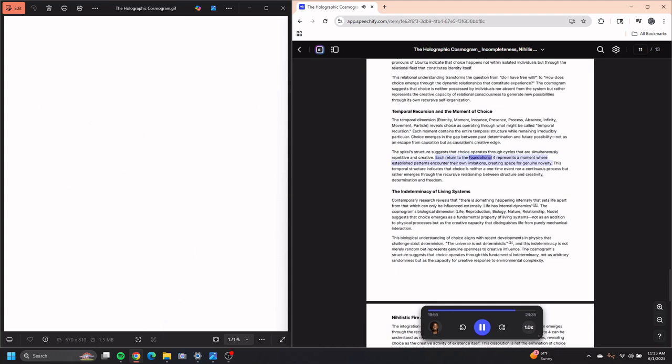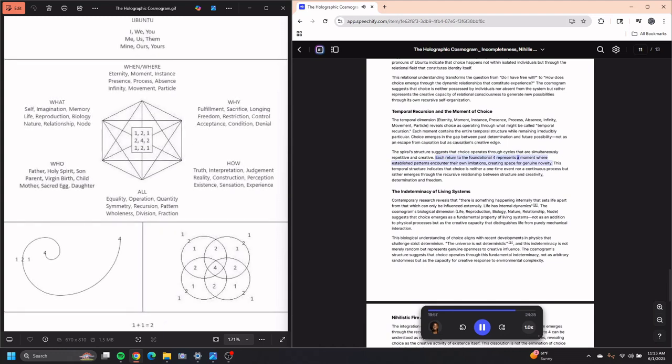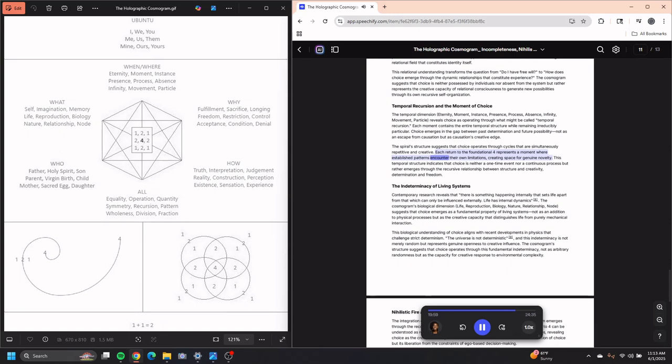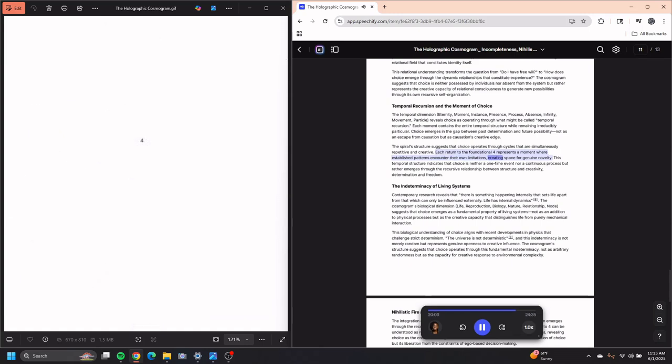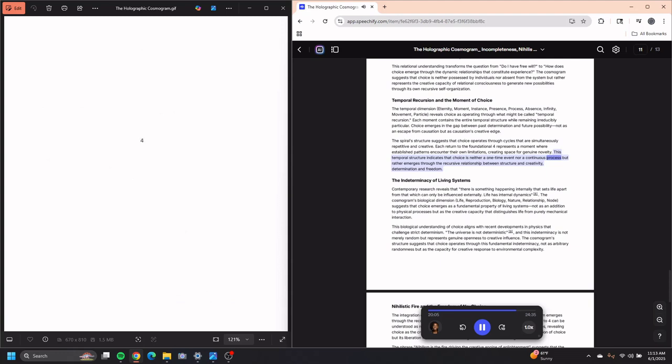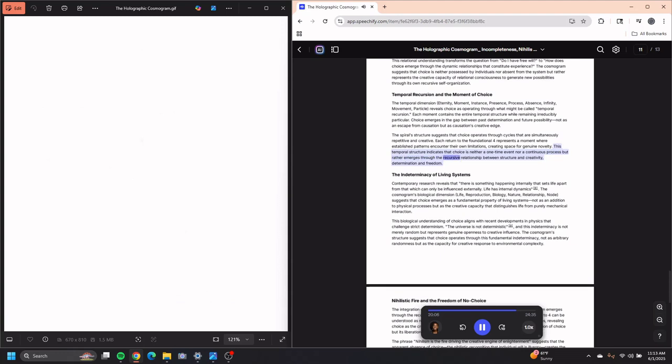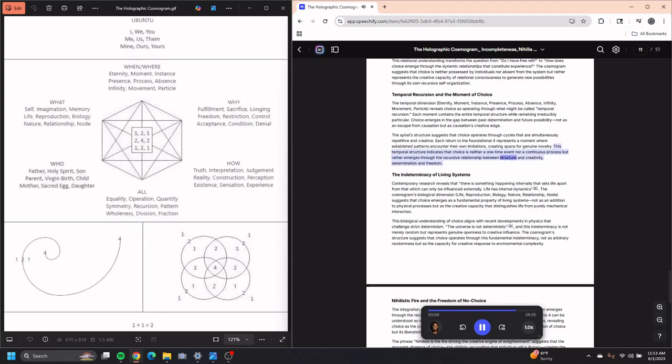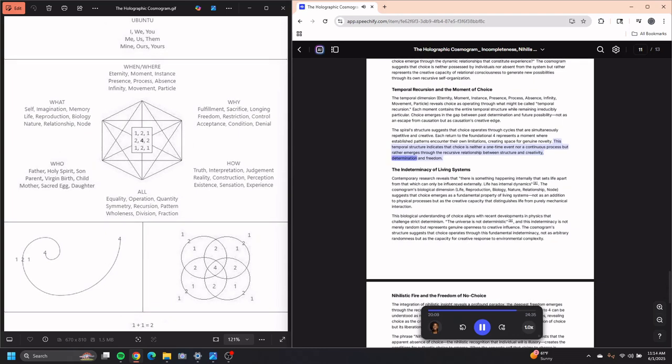Each return to the foundational four represents a moment where established patterns encounter their own limitations, creating space for genuine novelty. This temporal structure indicates that choice is neither a one-time event nor a continuous process, but rather emerges through the recursive relationship between structure and creativity, determination and freedom.